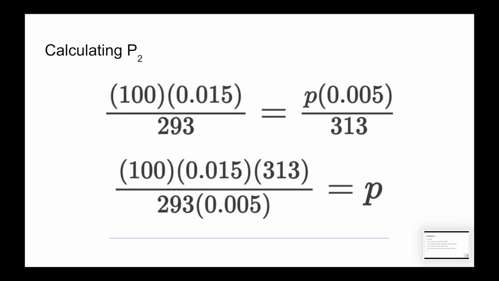Then to isolate the P, I multiplied the other side of the equation by 313 and divided it by 0.005. After doing all the simple algebra, I got an answer of 320.4, and the closest option to that is B, which is 320. Any other answer would be a result of miscalculation, not completing the proper unit conversions, or using the wrong equation, and 320 is the only correct possible answer.